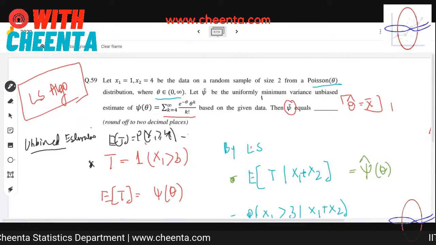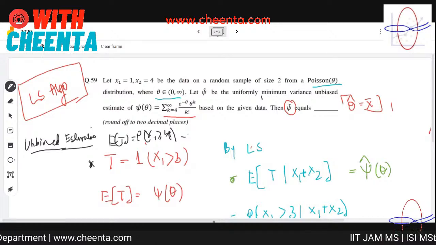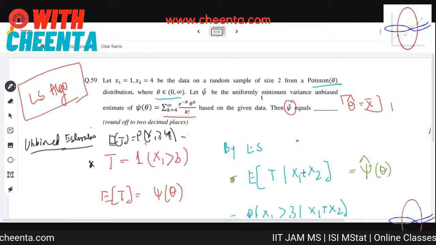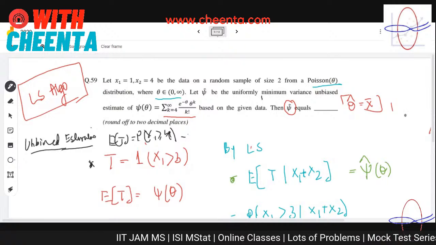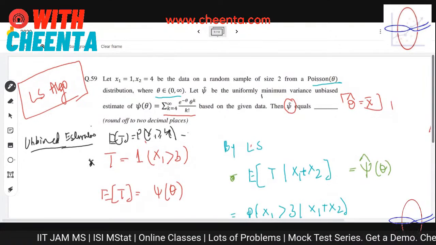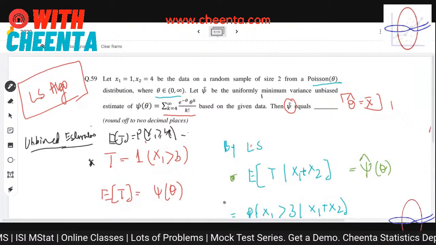This was taken up in our problem solving class when we were discussing the 2020 problems, and in that class there were some problems to understand how this was done. That's why I'm discussing this again. So this is T.